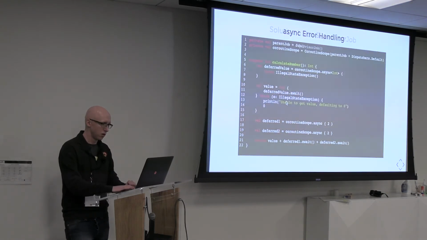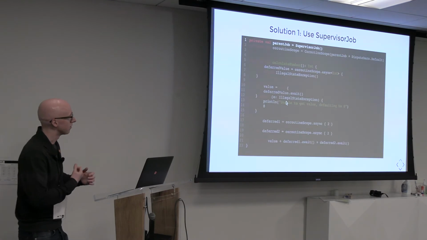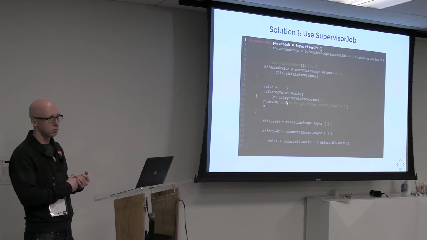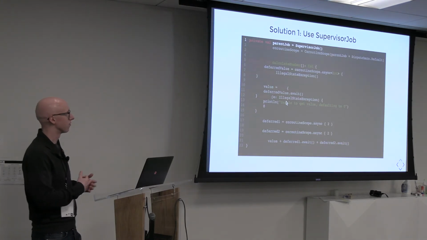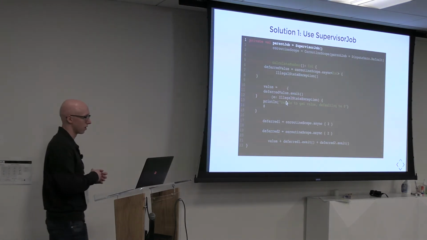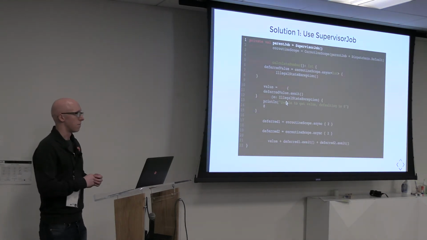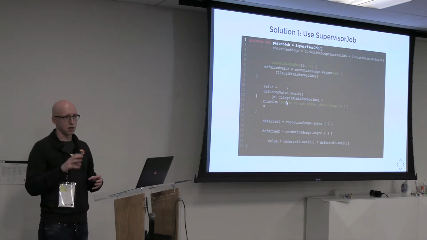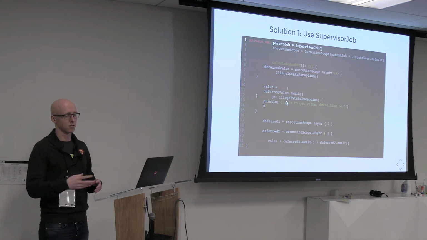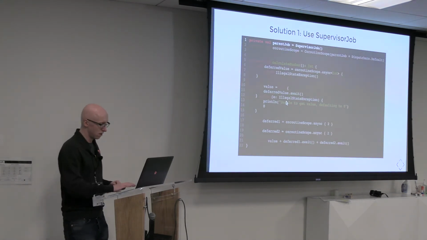So the first one, which is a really good solution, is to use a supervisor job instead of a job. In all the examples you look at, they just use a job, the starter example, but I think supervisor job is much better. It means that the cancellation of a coroutine is propagated only downwards. So if you cancel the parent, it will still cancel the children, but if a child finishes exceptionally, it won't cancel everything.